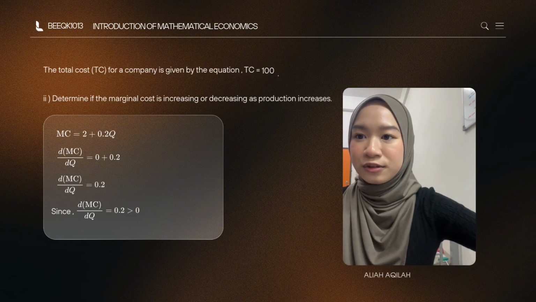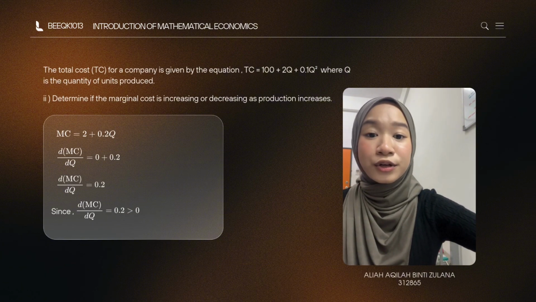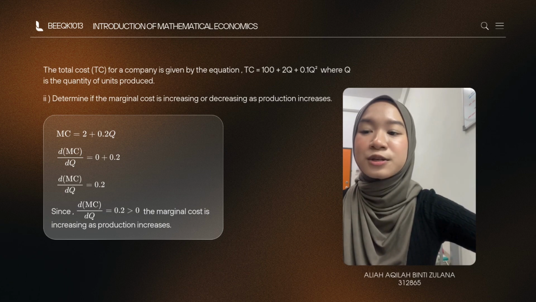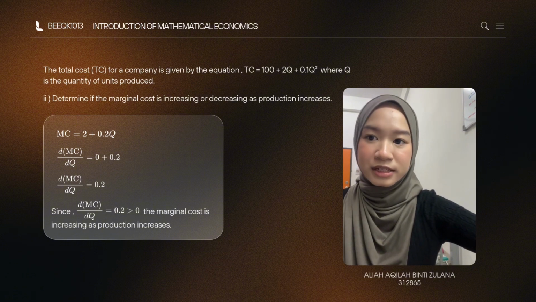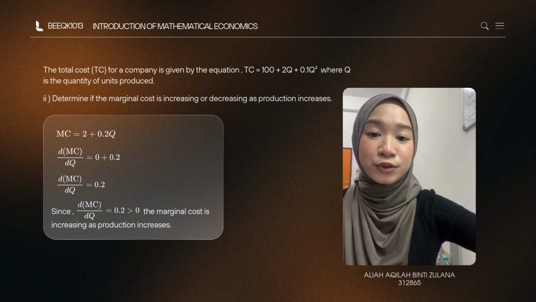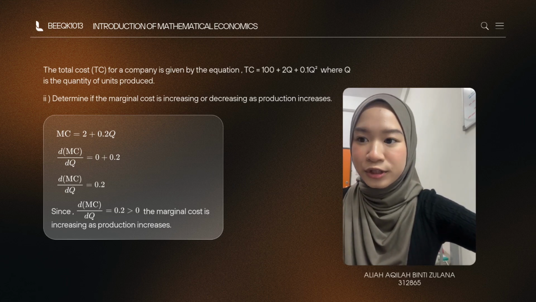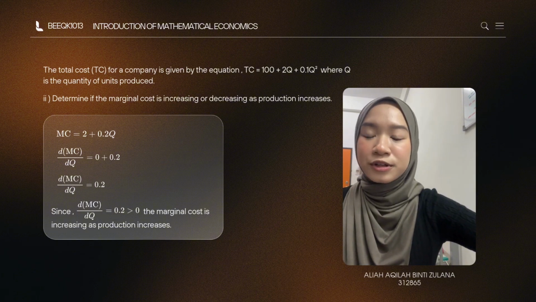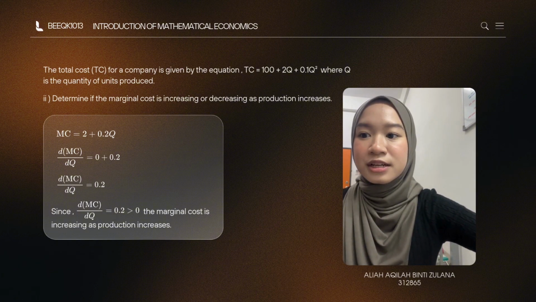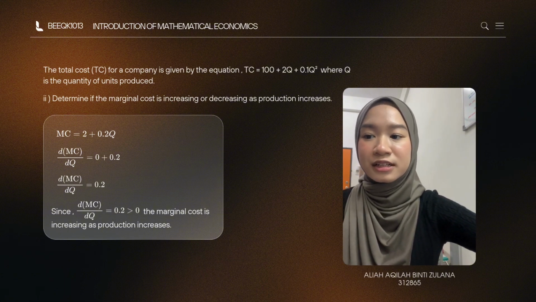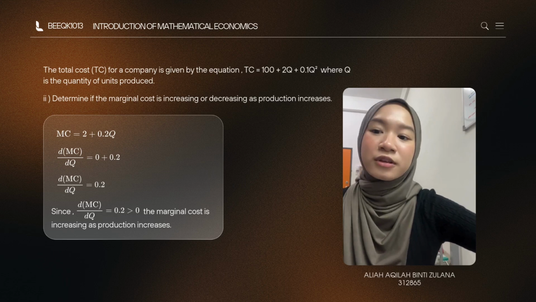Part 2, we need to determine whether marginal cost is increasing or decreasing. Next, we need to determine whether marginal cost is increasing or decreasing as production increases. From the marginal cost equation, MC equals 2 plus 0.2Q, we can see the coefficient of Q is positive, which is 0.2. This means that as quantity produced increases, the marginal cost also increases. So the conclusion, the marginal cost function is MC equals 2 plus 0.2Q, and the marginal cost is increasing as production increases. That is how to solve question 2 part A.